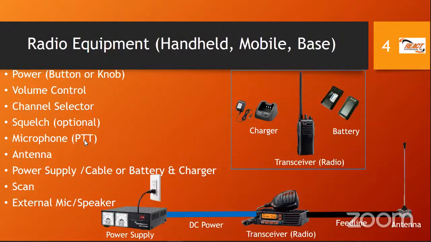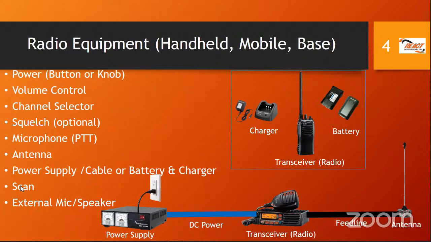You will have a microphone that you transmit with, and you press the push to talk and you speak into it. And there's some sort of antenna, because we're talking about radio. There's some element that needs to radiate that radio frequency signal from the radio. So that's the antenna of some sort. There's some sort of power supply. This is electronic equipment and we need to have power for it. And that could be either a battery or it could be a cable coming from a power supply. And in the case of a base station, it could be a battery with a charger.